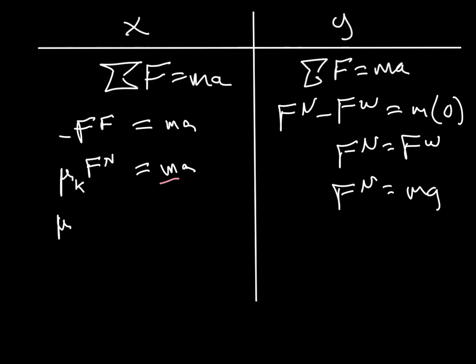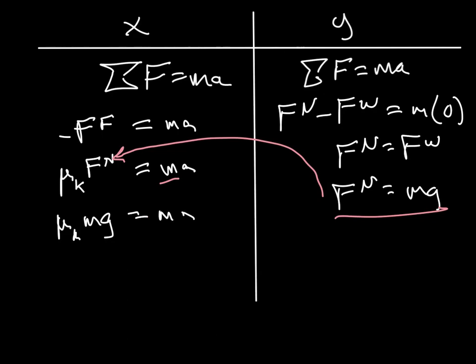So what we're going to do is take this value here from the y side and plug it in right there. And that's going to give us this. And now you see a wonderful thing happen. You see the masses cancel. And that leaves you with a very simple formula. Mu k times 9.8 equals the acceleration.